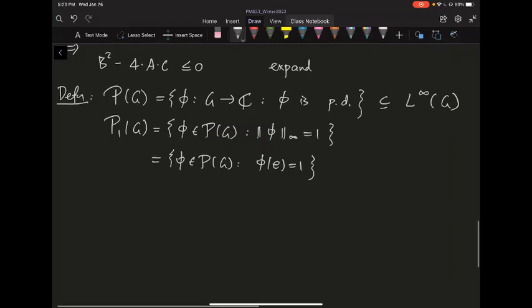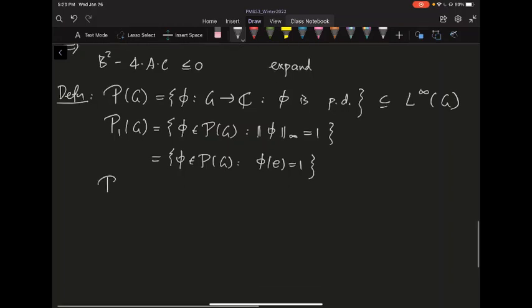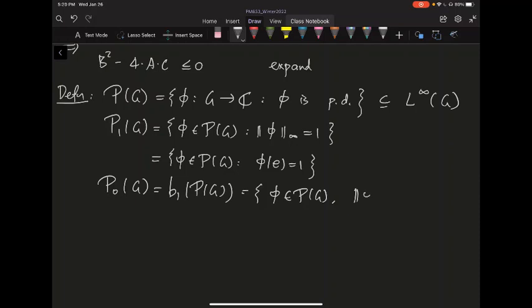And finally, let's just use the notation of P0 of G. Basically, it's the unit ball of the P of G. So in other words, that's everything inside the P of G where the infinity norm is less than or equal to 1. This is essentially all the phi inside P of G where phi of e is between 0 and 1. We know phi of e has to be at least 0, but it's going to be less than or equal to 1.